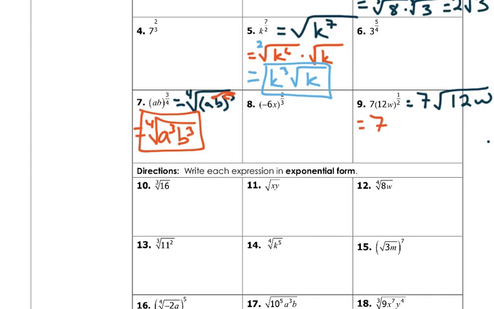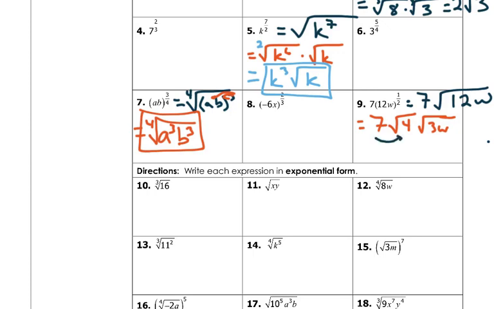So what we're going to do is this: 7 on the outside, square root of 4, times the square root of 3W. We're going to keep that W with the non-perfect square since it isn't a perfect square. 7 times the square root of 4. What is the square root of 4? The square root of 4 is 2. So this is 7 times 2.